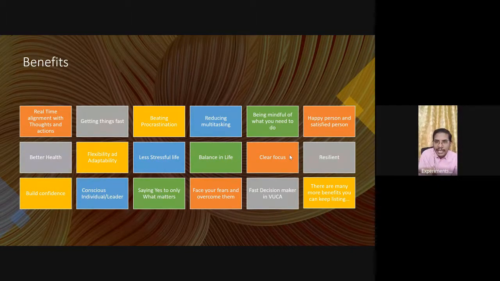That will be a painful activity. But you will know when to say yes, when to say no, because your activities are very clear before you. Face your fears and overcome them.